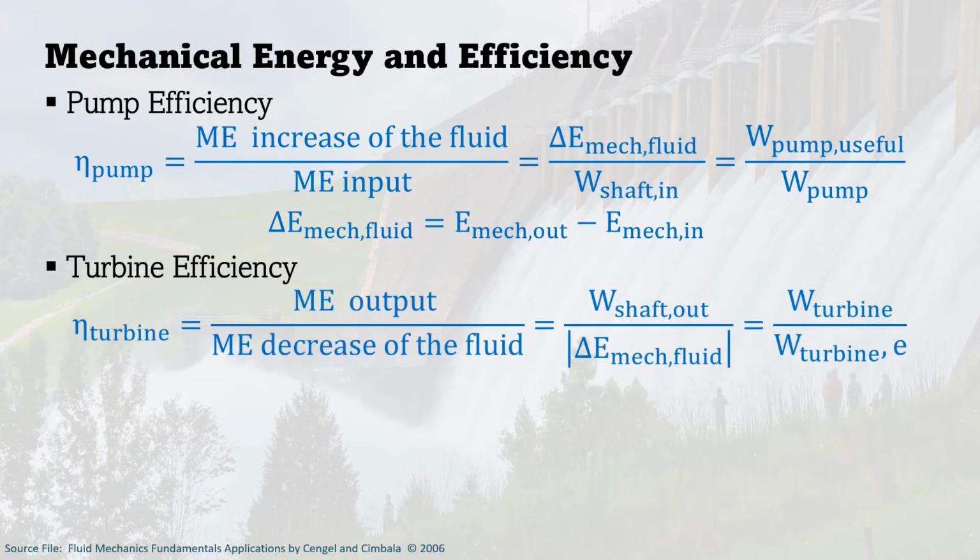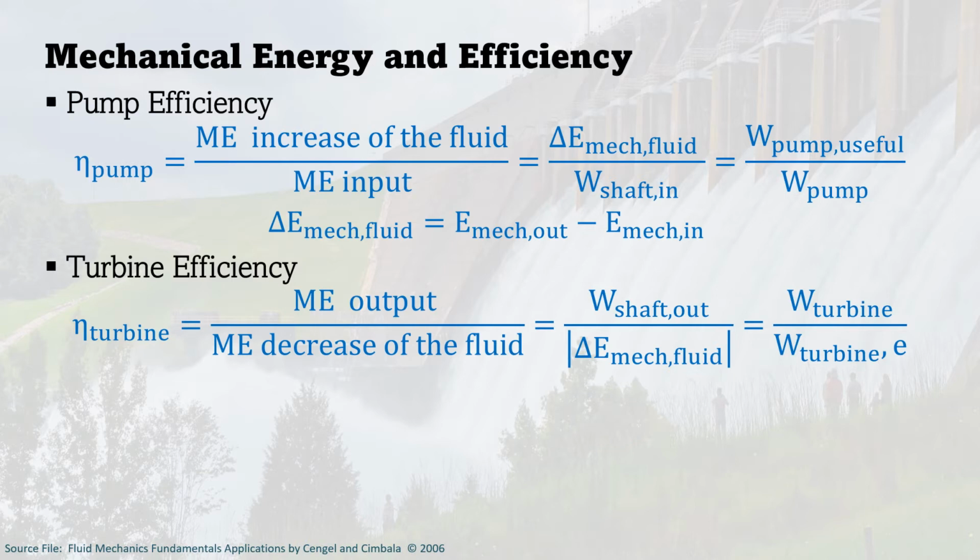For the turbine efficiency, it's just the inverse. It is mechanical energy output divided by the decrease in mechanical energy of the fluid. So the output is the shaft output, which is if you connect it, say for example, to a generator. So that's the output divided by the change in mechanical energy of the fluid. This is an absolute value because this will actually have a negative, because it's a decrease. But for the efficiency, we don't have negative. That's why we make it absolute value.